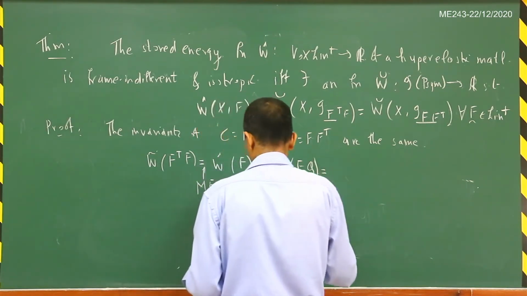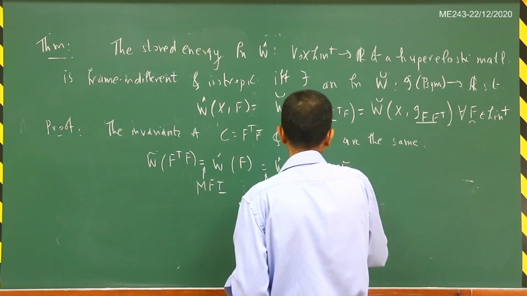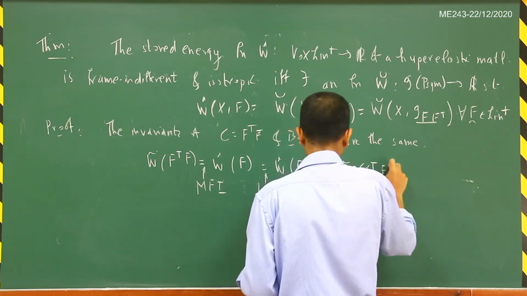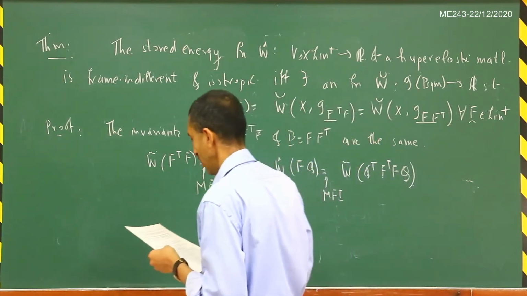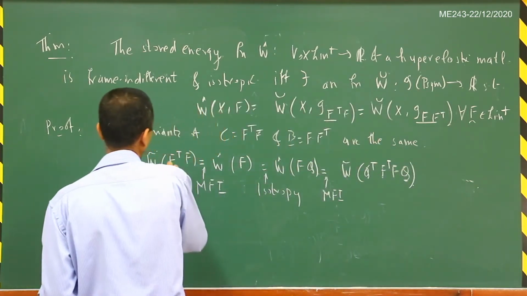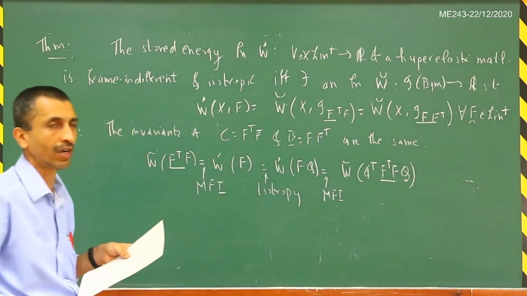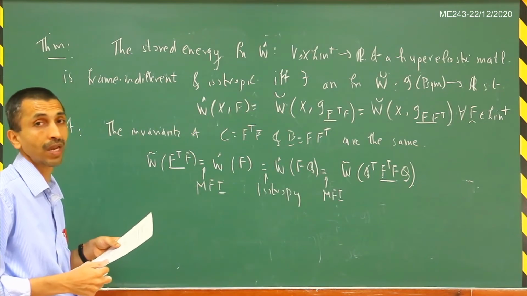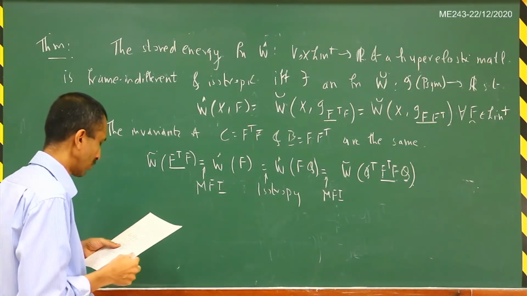And now again use this. So this is again MFI. W tilde of Q transpose F transpose F times Q. And so what we have shown is that this F transpose F is the same as this object here, and so this W tilde is an isotropic scalar valued function of C. Correct? So that is what we have shown here.